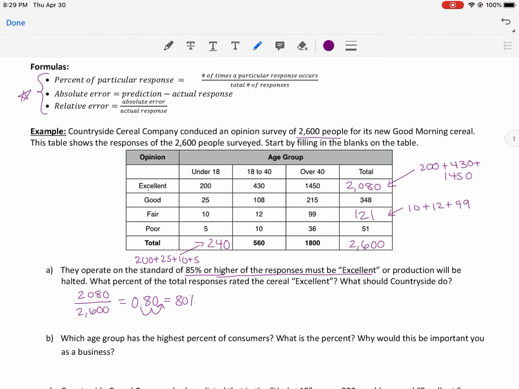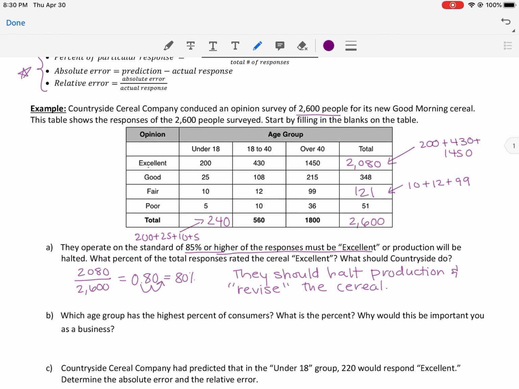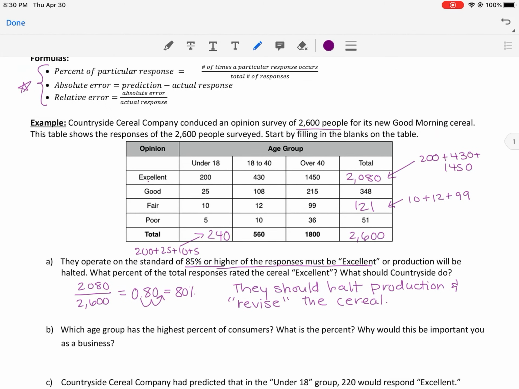So in that case, what should Countryside do? They should halt production and revise the cereal. Maybe that means they change something about it so more people think it's excellent. Maybe they decide to do away with it. Okay, let's look at the next group.